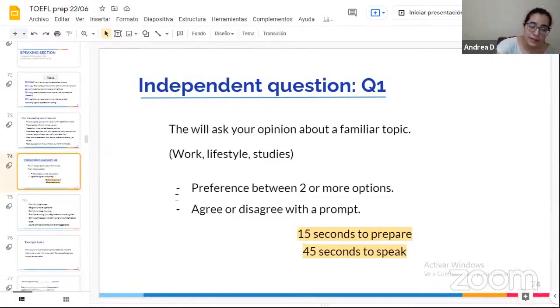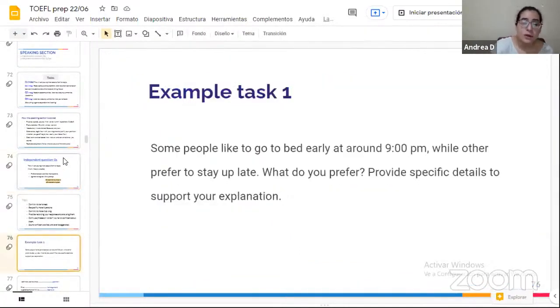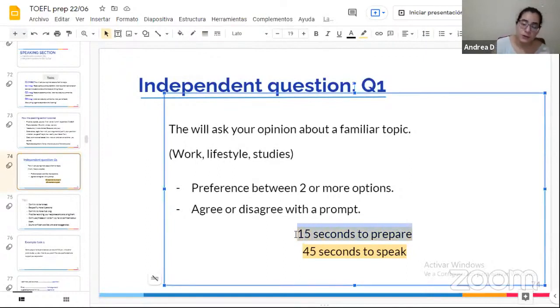Now, in this task, what they do is basically they give you a prompt, a question, and the question is usually asking you to choose between your options. So they always give you a bunch of options. You got to choose the one that suits you better and defend that choice. Regarding time, if you guys remember, you have 15 seconds to prepare your response, and then you have to speak for 45 seconds and deliver your response.